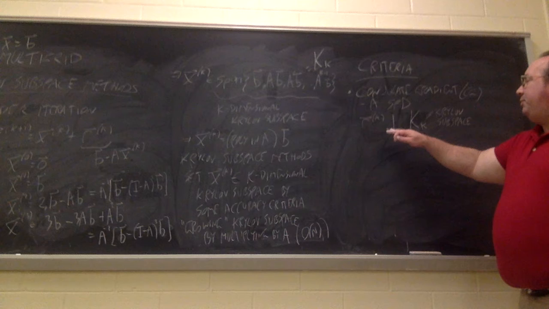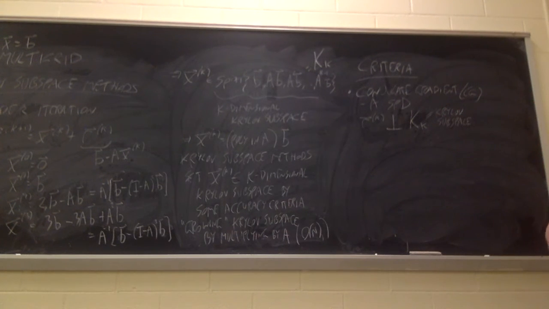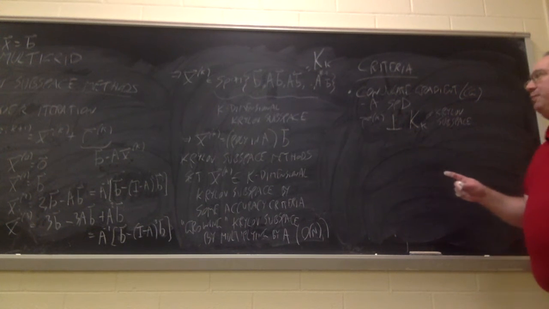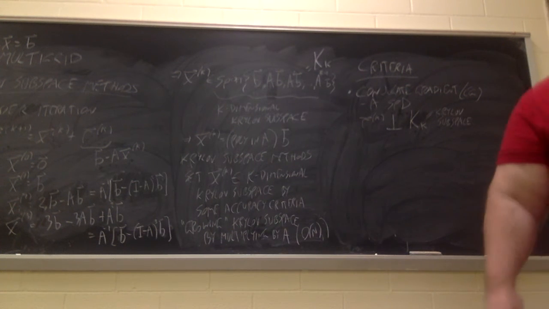So the residual must be orthogonal to every vector in a Krylov subspace. And the Krylov subspace is always growing from iteration to iteration. So that means the residual has to be diminishing because it's orthogonal to more and more vectors in your entire space. If you kept going all the way to the dimension of the whole space, n, then the residual would have to be zero because it's going to be orthogonal to everything.